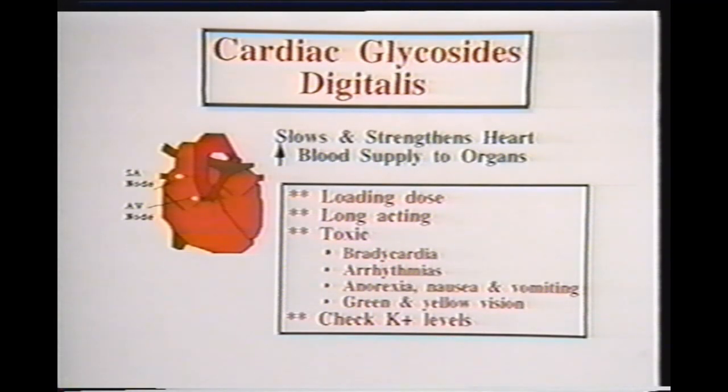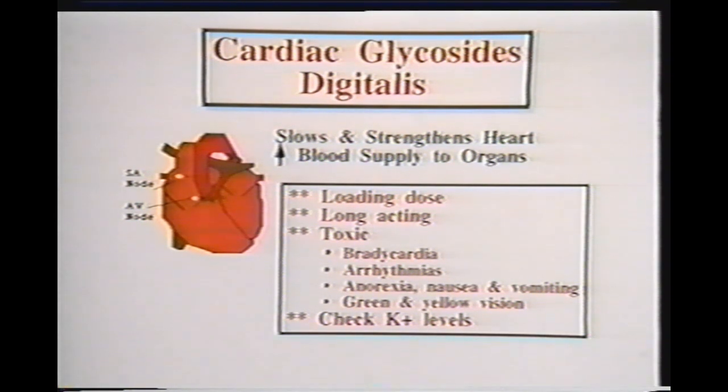Our next topic for discussion is drugs that affect the heart and circulatory system. The first of these groups that we're going to look at are the cardiac glycosides. This is the digitalis family of medications. We know that these are plant alkaloids, that they act directly on the cardiac muscle and they improve myocardial contraction. They act on the SA node, the AV node, and the ultimate result is that the heartbeat is slowed and strengthened. This results in increased blood supply to all of the organs.